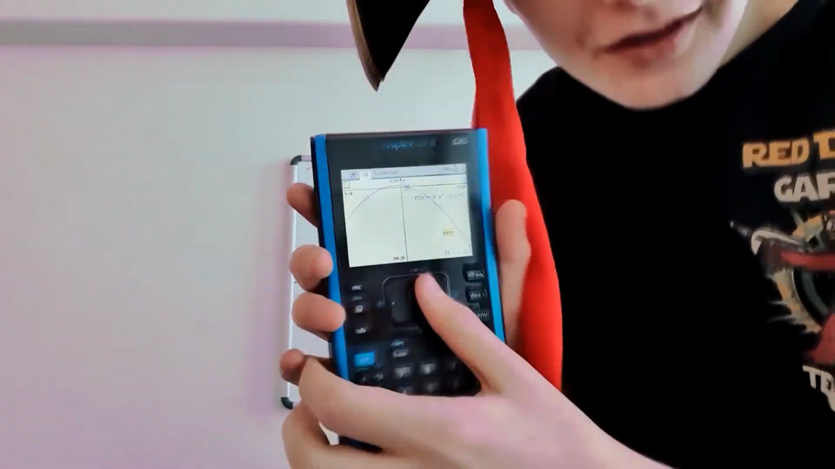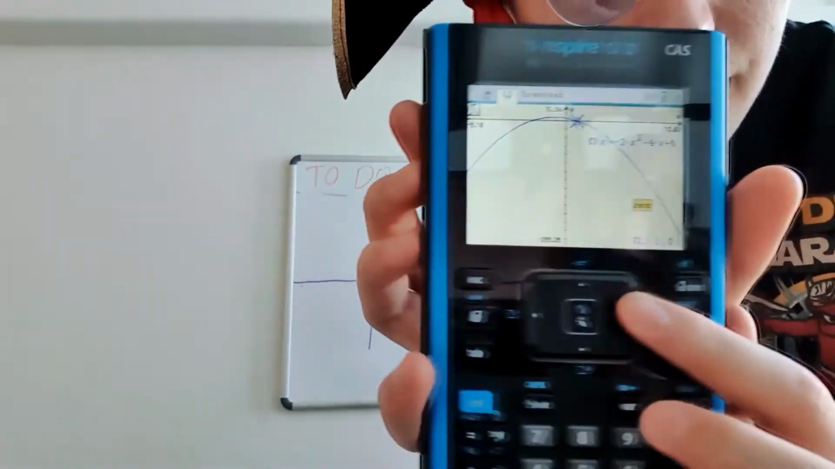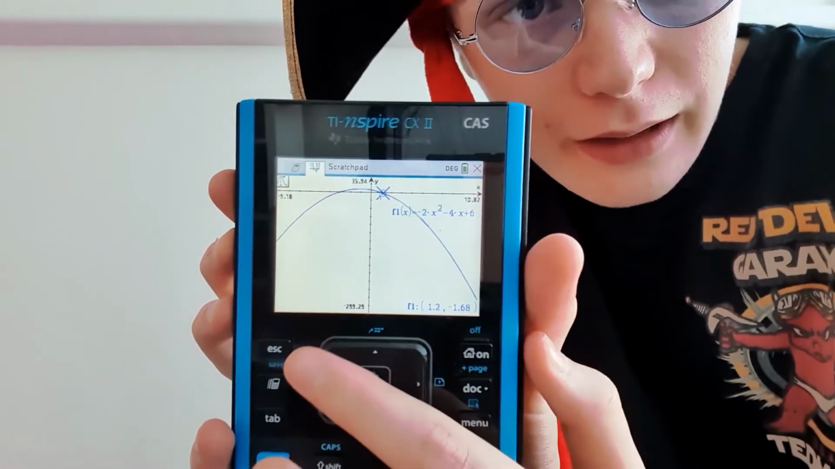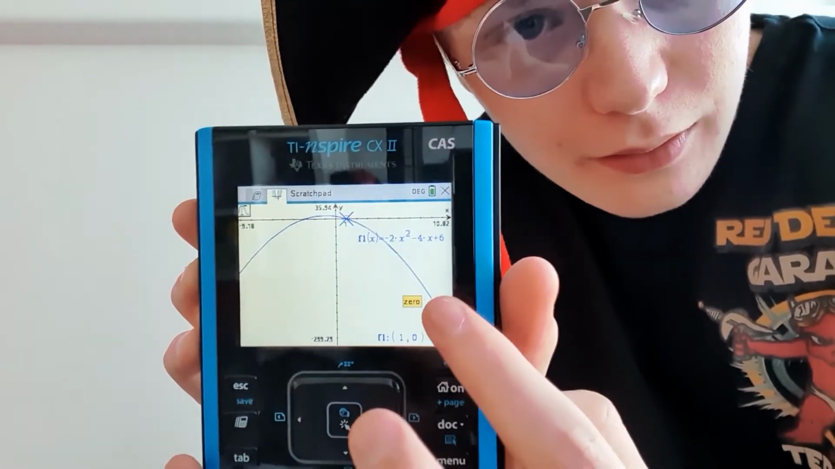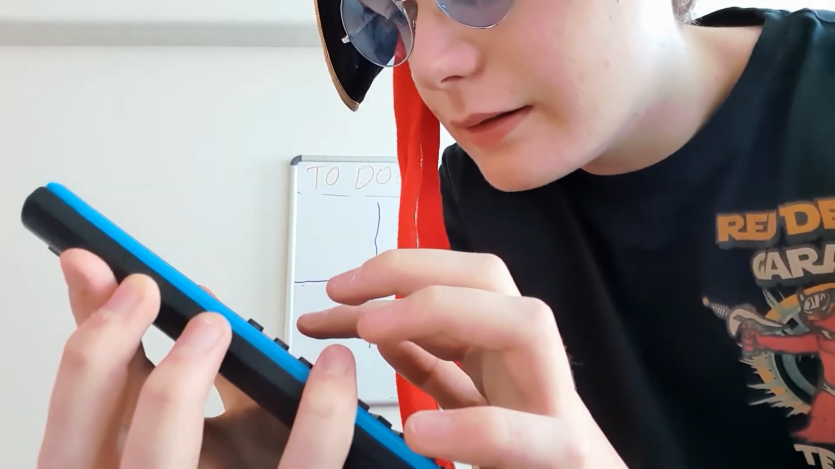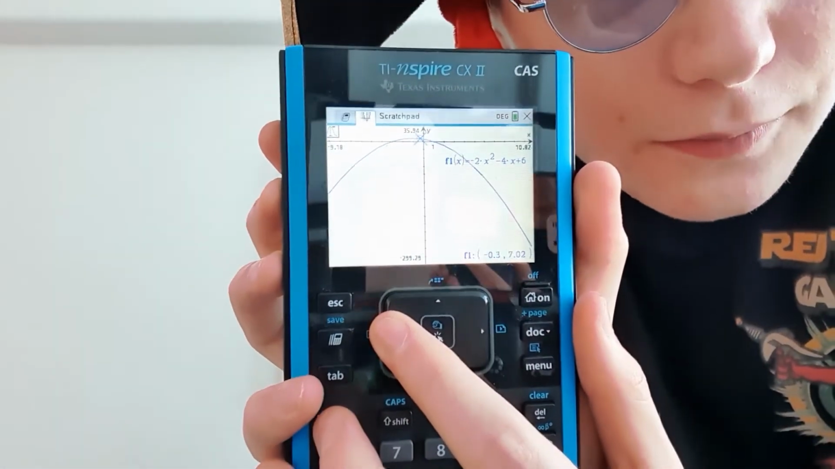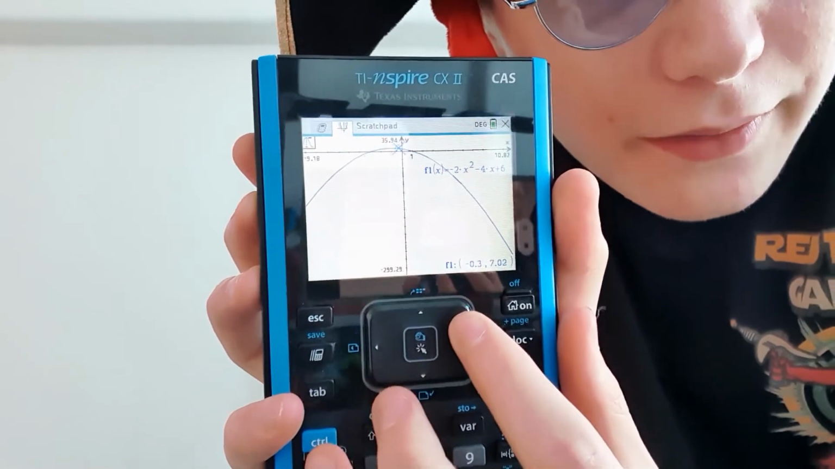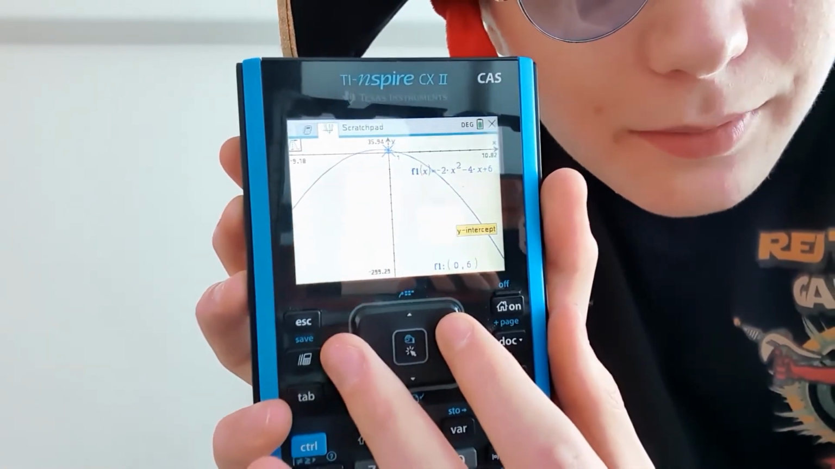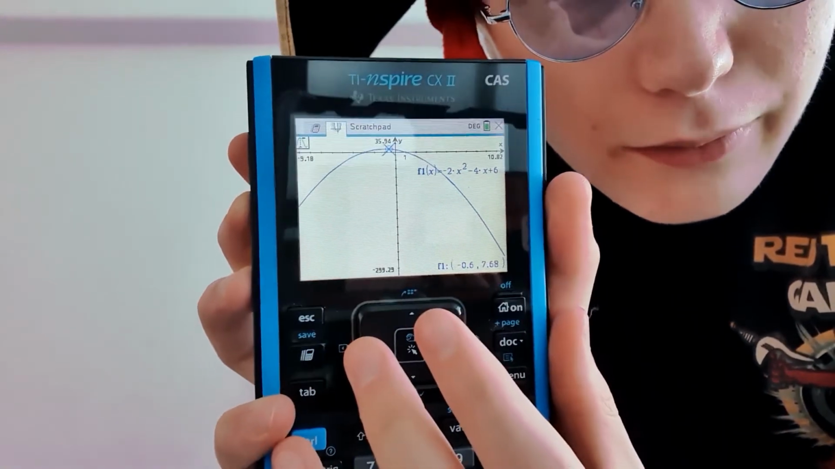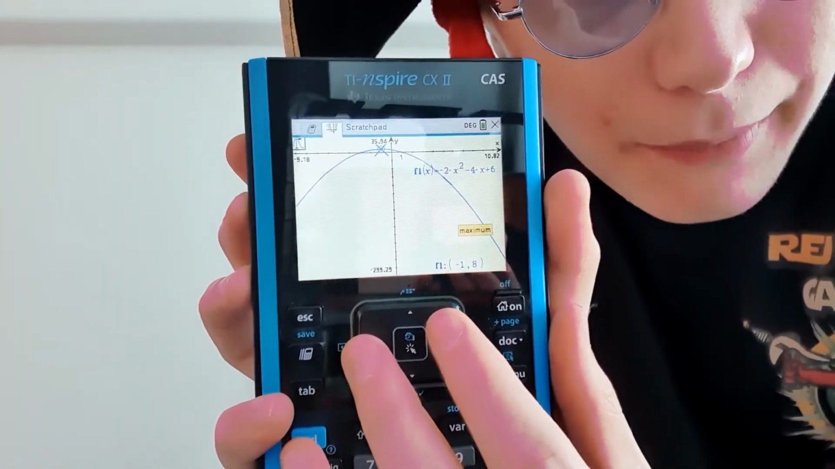Alright, graph trace, and that takes us to here. Okay, and we can have a look here. Oh, look, that is 0. So we got one of the x-intercepts there. If we go a bit further along, we found the y-intercept. There it is right there. Y-intercept, that is 0, 6. If we go here, we can find the maximum.